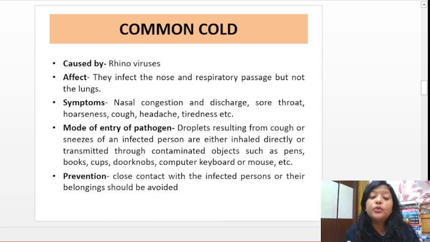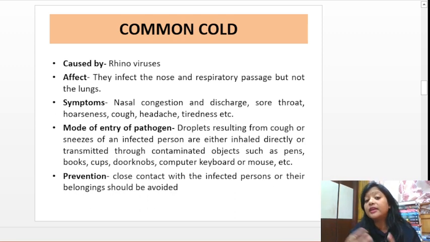So it will lead to nasal congestion and discharge. Also, you'll have a sore throat, your voice will break, there'll be hoarseness in your voice, and you will have cough, headache, and you'll always feel tired, because of weakness. So these are all the symptoms of common cold.